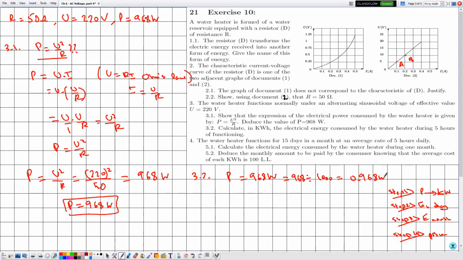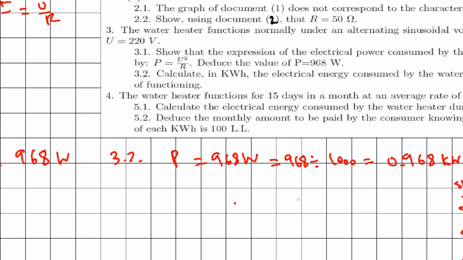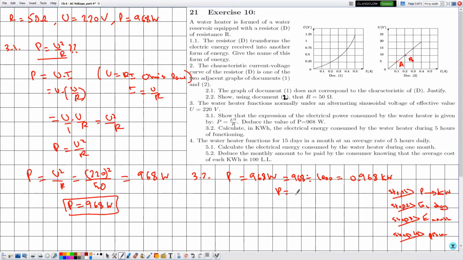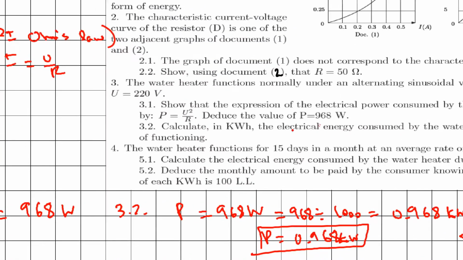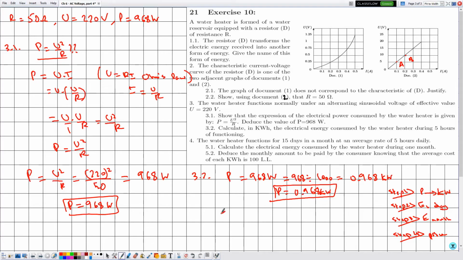0.968 kilowatts. Why? Because in order to convert from watts to kilowatts, we divide by 1000. So the power is given by 0.968 kilowatts. Yet we didn't answer the question because we are asked to determine the electric energy, which is given by E is equal to P times T.